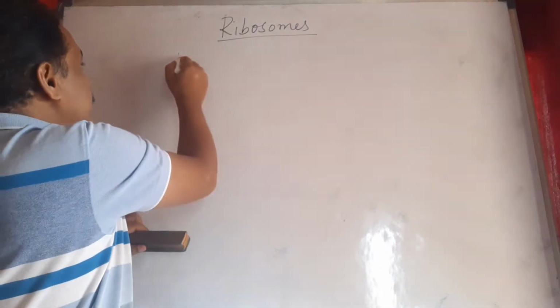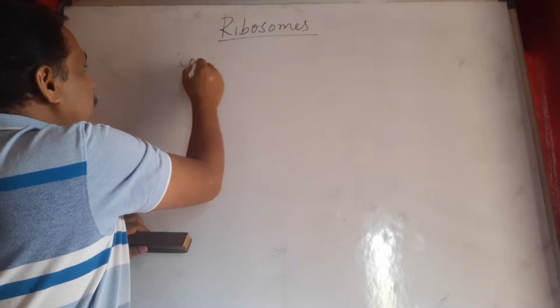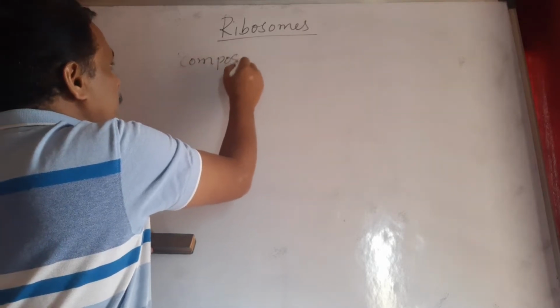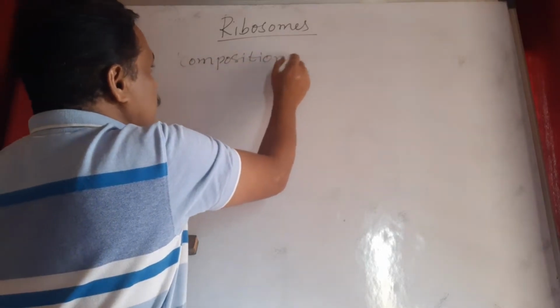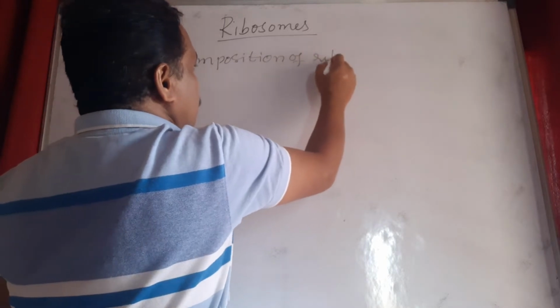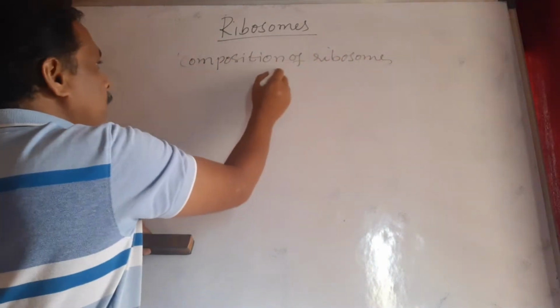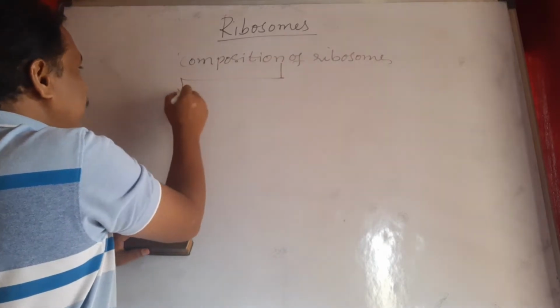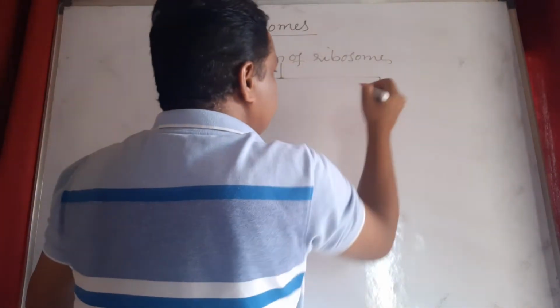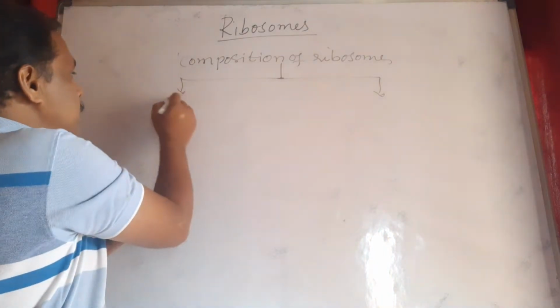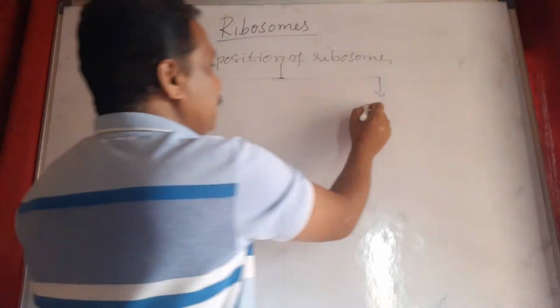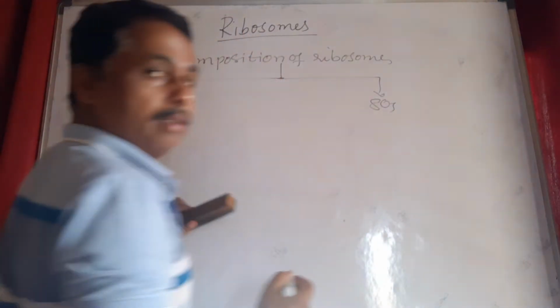The chemical composition of ribosomes. We had, based on sedimentation coefficient, the 70S ribosomes and 80S ribosomes, right?